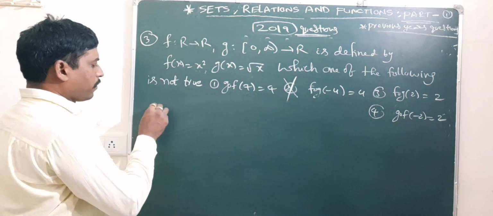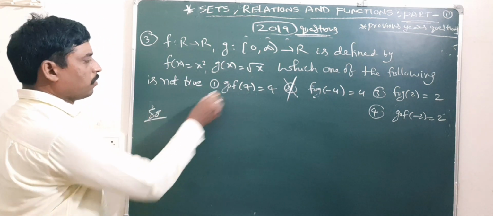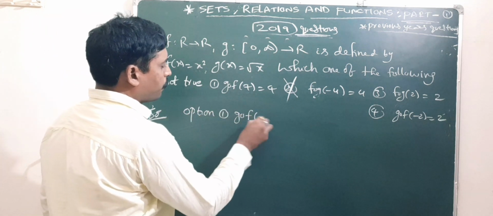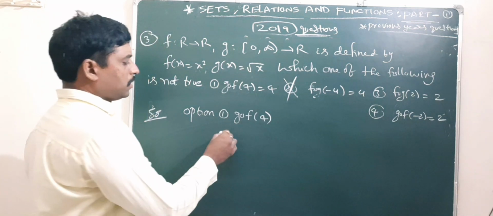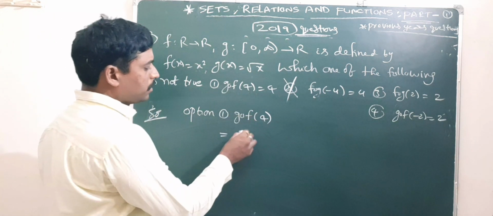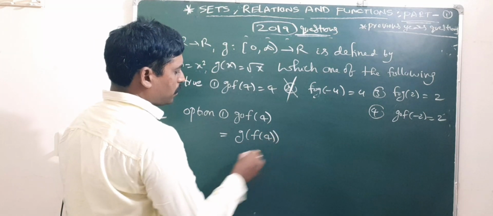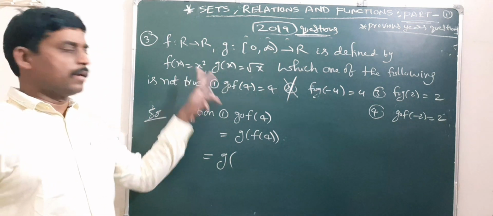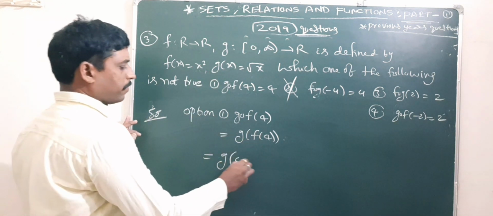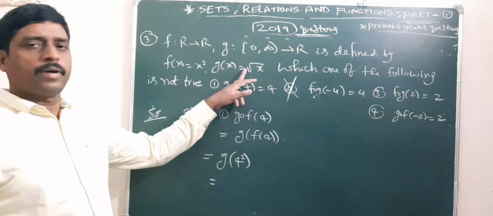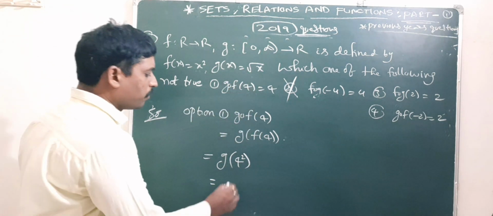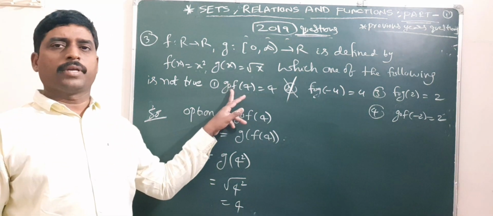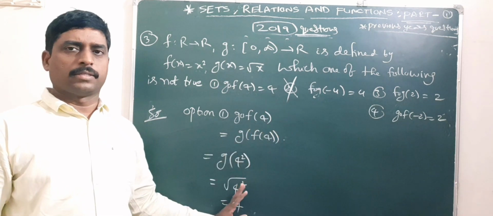So according to process, now I explain. What is the first option? Option 1, g circle f of 4. So g composition of f of 4, this means g of f of 4. This is equal to g of f of x is x square, f of 4 is 4 square. So g of x is root x, so g of 4 square is root of 4 square. This is equal to 4. So g composition of f of 4 equal to 4, correct.